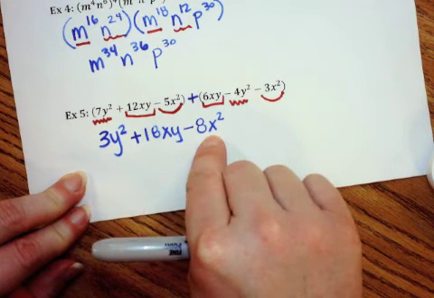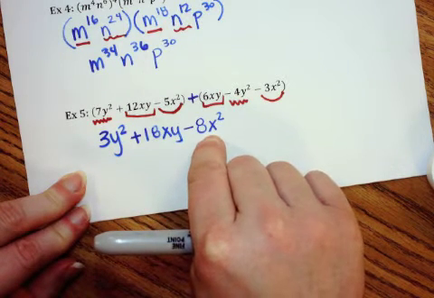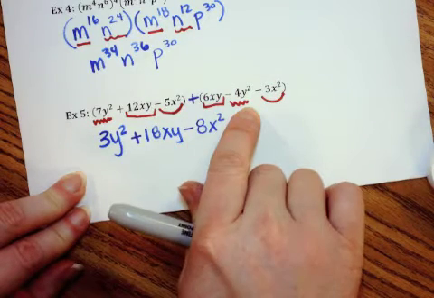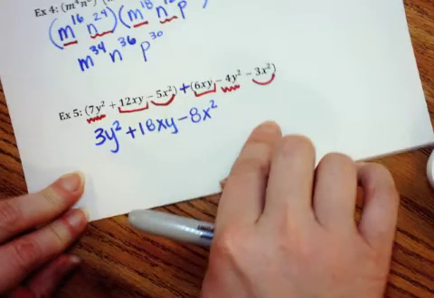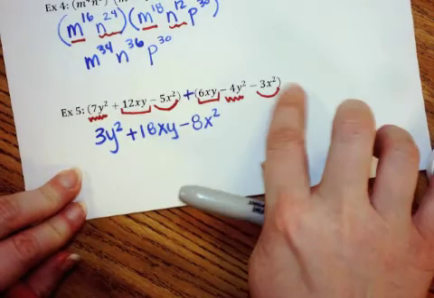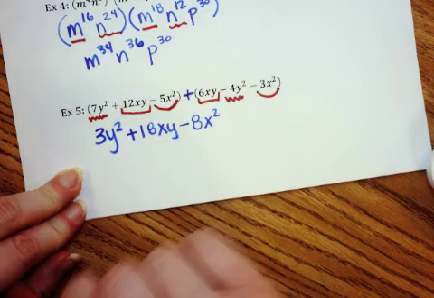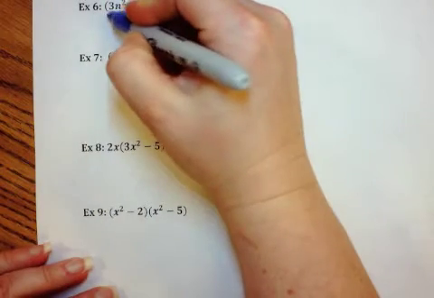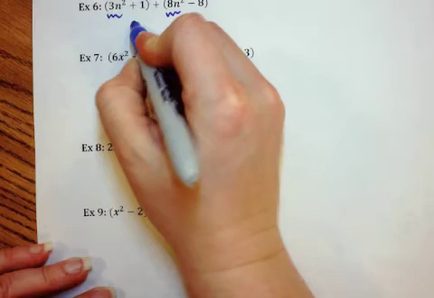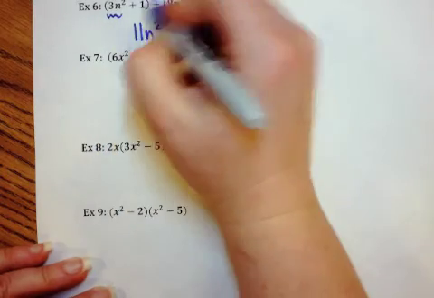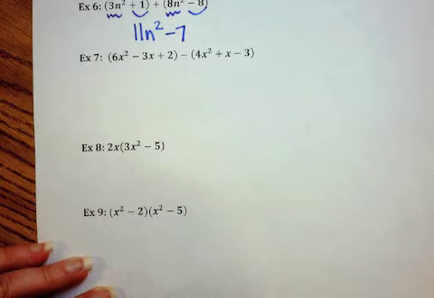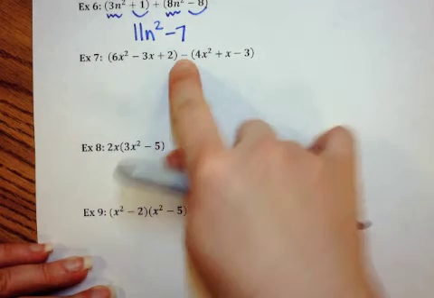So combining like terms. Now, if this were addition and these were not even, I know I've got a question like that on one of the quizzes. If they're not even, you still have to make sure everything got used. But that is your correct answer for example 5. Example 6, again with the like terms. I have 3n squared and 8n squared makes 11n squareds. Plus 1 minus 8 gives me minus 7.